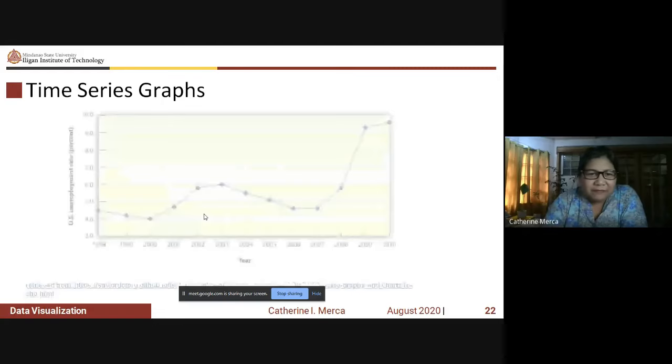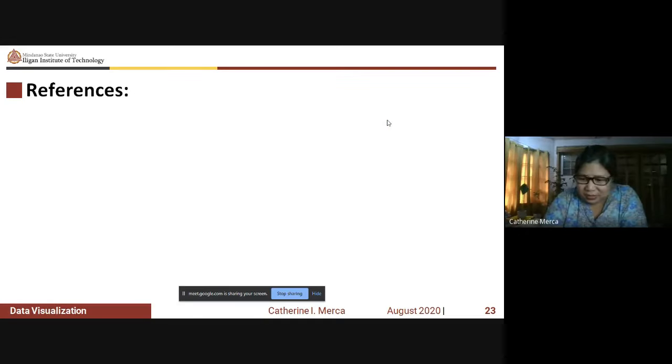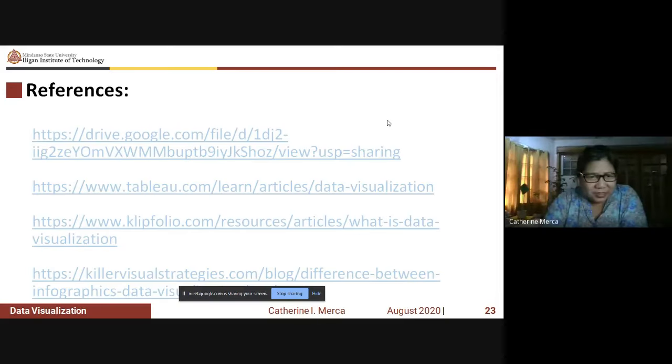So the time series graph, we had one earlier, but this is a time series graph on the US unemployment rate. That's why it's called a time series graph. You have from 1998, 1999, 2000. So the unemployment rate in terms of percent, you have here around 4.5 or 4.6%. Then it drops to 4.1, then to 4%, and down the line. But as the years go by, notice the unemployment rate increases. So this is a reality, even in the Philippines. We also have an unemployment rate that increases. So these are the references.